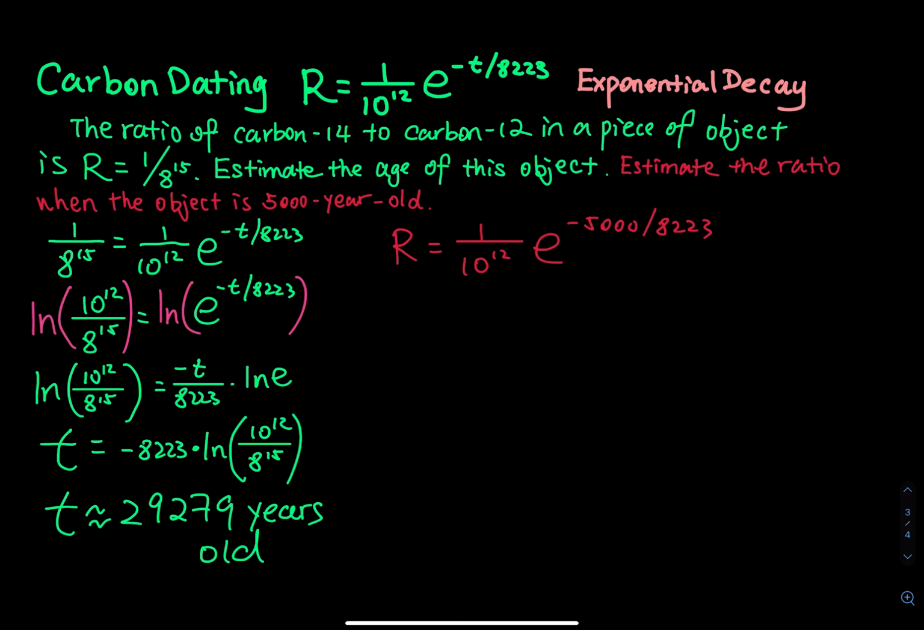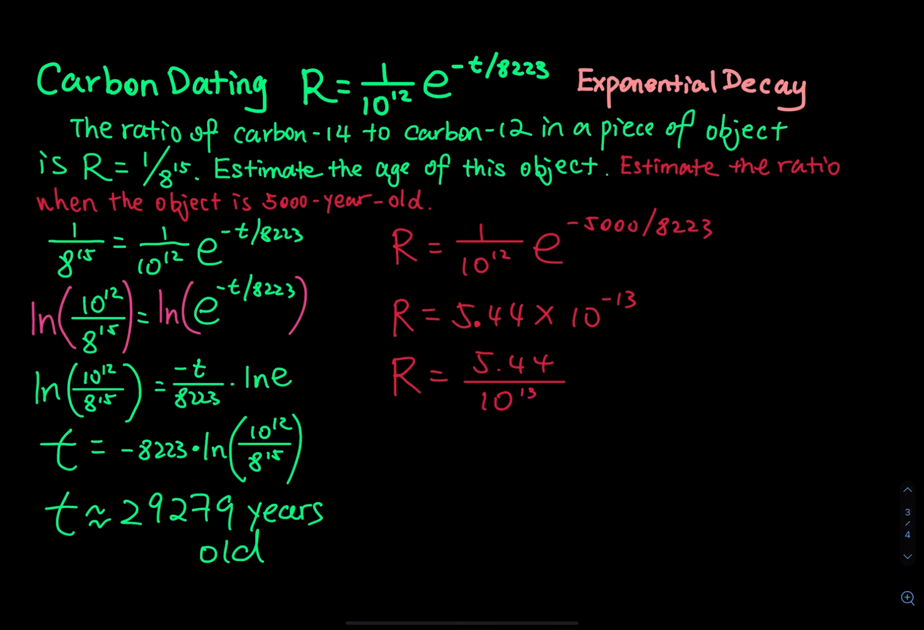When you do that, you will get a scientific notation. R is equal to 5.44 times 10 to the negative 13. So this is in scientific notation. Another way to write this is 5.44 divided by 10 to the 13. So that is the ratio.